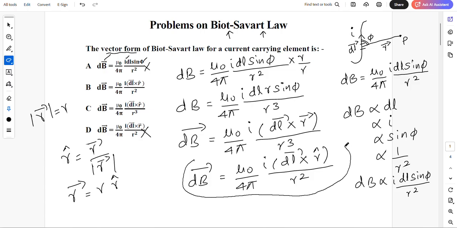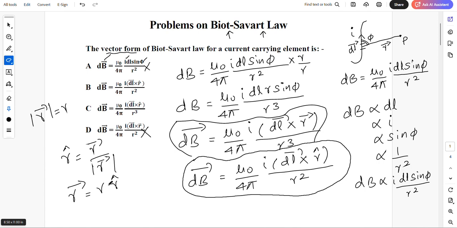Hope you have understood this one. This is a very tricky question in the vector form. If they had asked directly, this is the magnetic field in vector form. Since they are asking in terms of r cap, you have to be careful. Now r cap is nothing but vector r divided by the magnitude of vector r. In place of vector r, what I have written? r cap into r. If I write this one, this will become r square. Mu naught by 4 pi I vector dl cross r cap by r square. This is the correct answer.